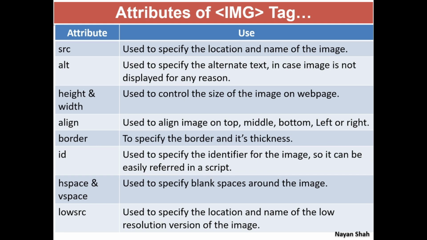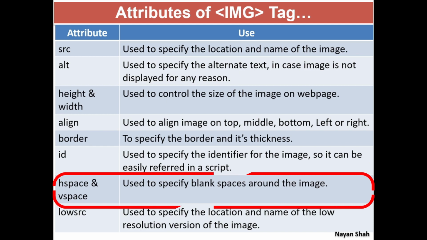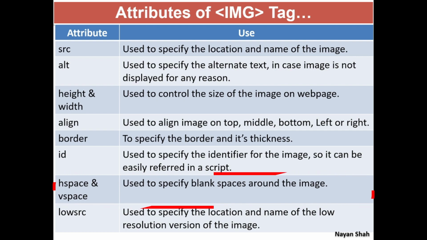H space and V space are used to leave blank spaces around the image. H space is for horizontal spaces, that is on the left hand side and right hand side. V space is for vertical spaces, that is on the top and the bottom of the image. So whatever value we specify with H space and V space, that many pixels of blank space will be left around the image.